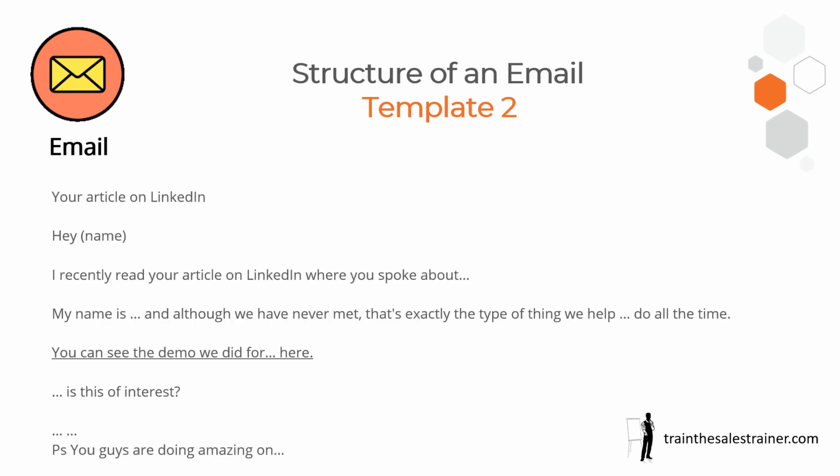So the subject line is your article on LinkedIn. This type of subject line would typically get a 65 to 70% open rate because it's specifically referencing something your target audience is super intrigued and interested about. In fact, they probably wrote it. Next paragraph, hey, and their name. Now go on to, I recently read your article on LinkedIn where you spoke about. Now that's the trigger. What did they speak about? That's the thing you noticed.